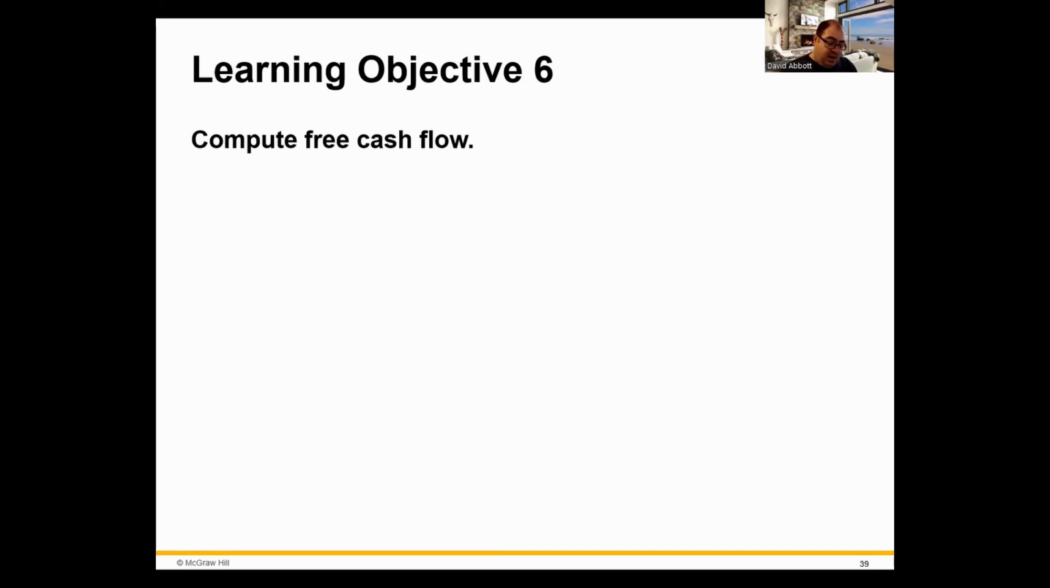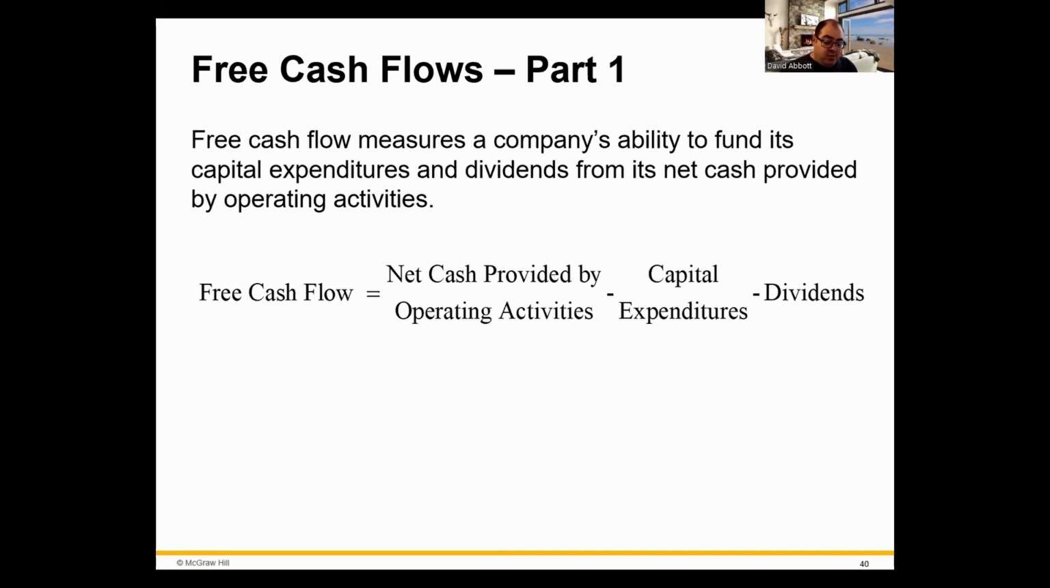And now we'll look at learning objective 6, which is to compute free cash flow. Free cash flow looks at the relationship among three numbers from the statement of cash flows: net cash provided by operating activities, additions to property, plant, and equipment, and cash dividends. Free cash flow measures a company's ability to fund its capital expenditures and dividends from its net cash provided by operating activities. The equation for computing free cash flow is net cash provided by operating activities minus capital expenditures and dividends.